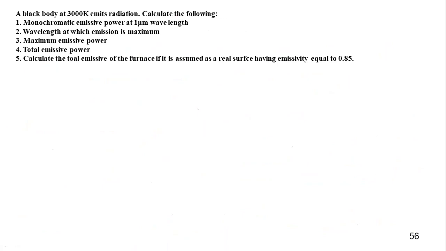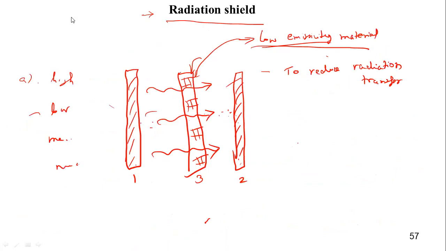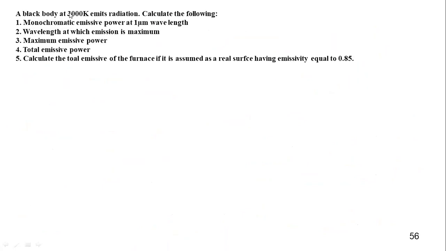So next problem, this is a long problem, but we can use simple methods. In this problem, you find out 5 results. Only the temperature is given. The blackbody temperature of the furnace is 3000 Kelvin. So we note the given data: the surface temperature is 3000 Kelvin.